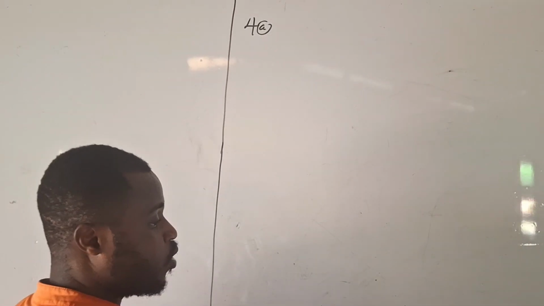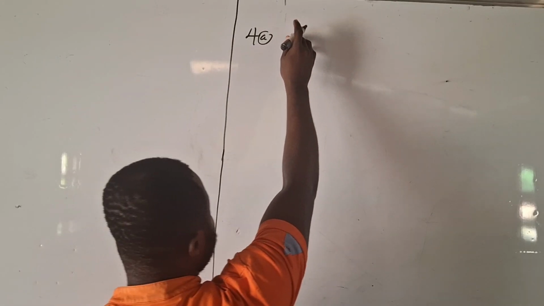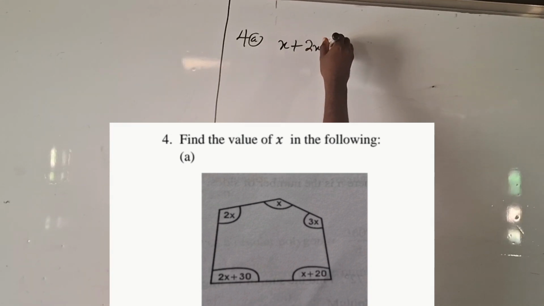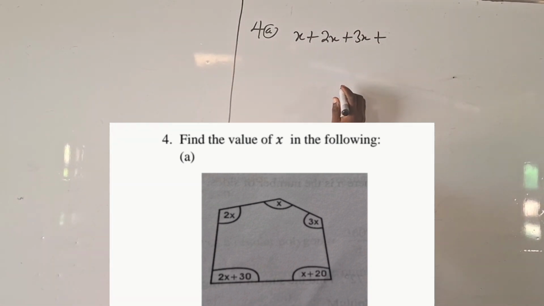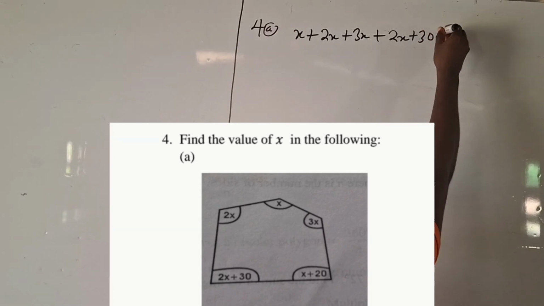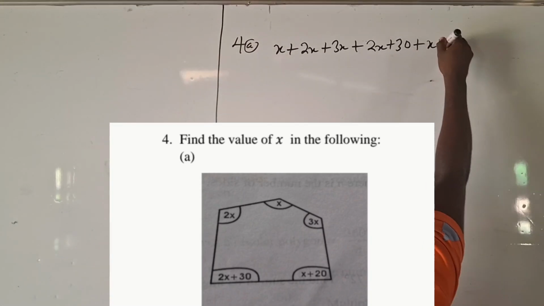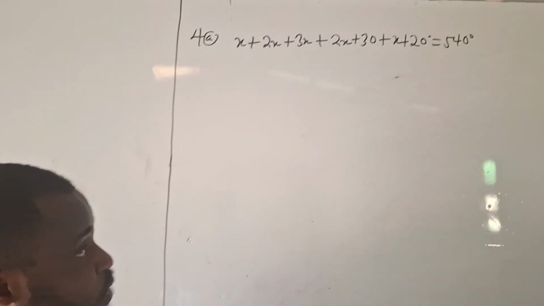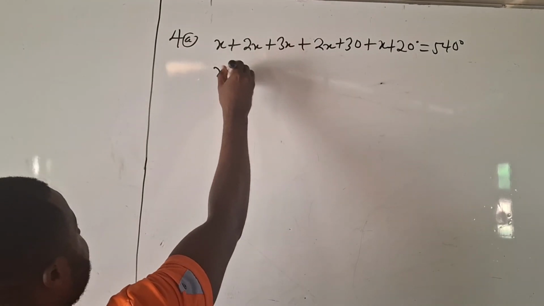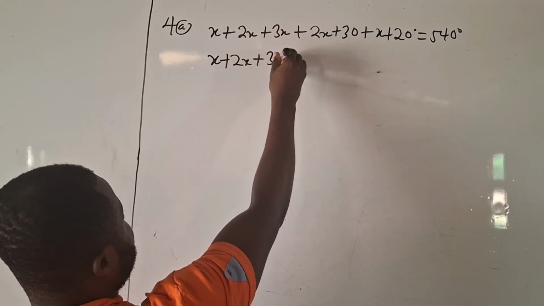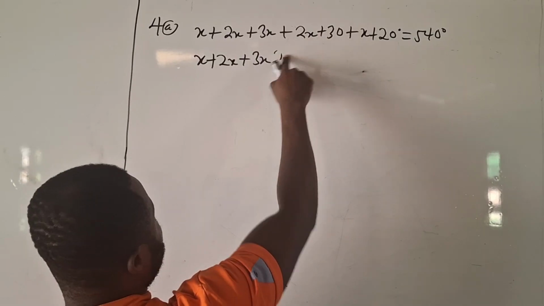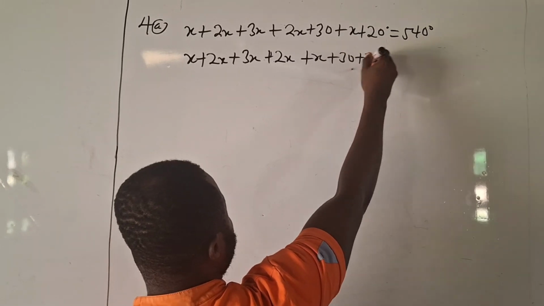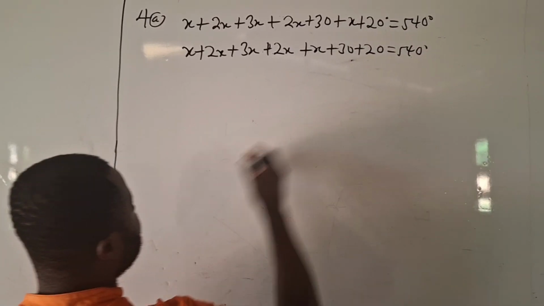So each of the angles, we have x, so value of x. We have one side is x, then we have 2x, plus 3x, plus 2x, plus 30, plus x, plus 20 should be equal to 540. The sum of interior angles of a pentagon is 540. Now let's do it. x plus 2x plus 3x plus 2x again, then plus x plus 30 plus 20 is equal to 540 degrees.